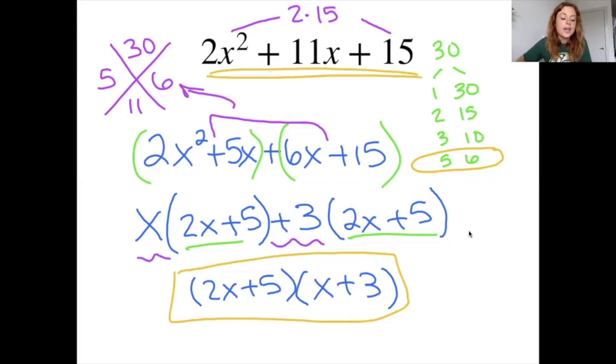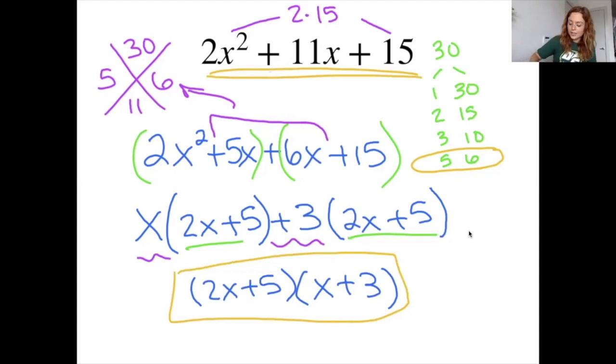Okay, so that is how you factor. That is how you factor with the X method, rooftop, AC, whatever you want to call it. So we're going to say X method. That's how you factor with the X method. So when your coefficient is not 1.